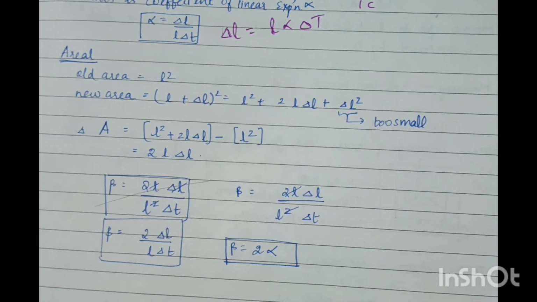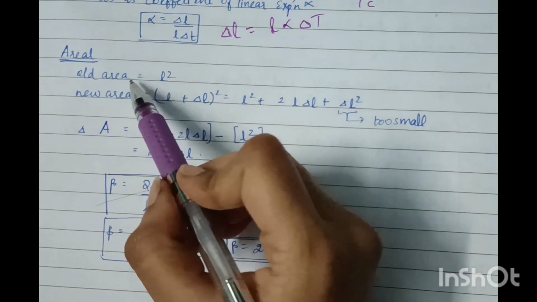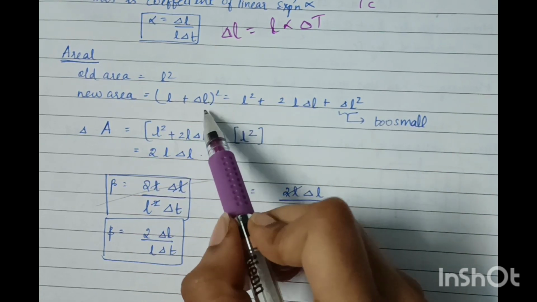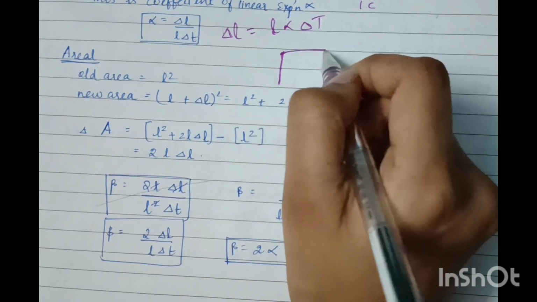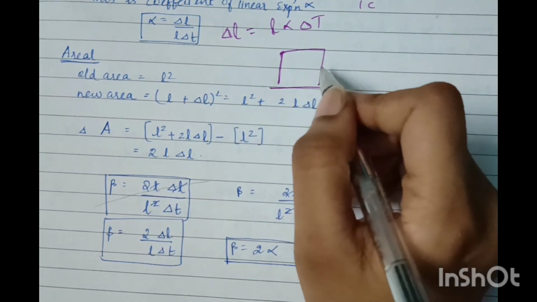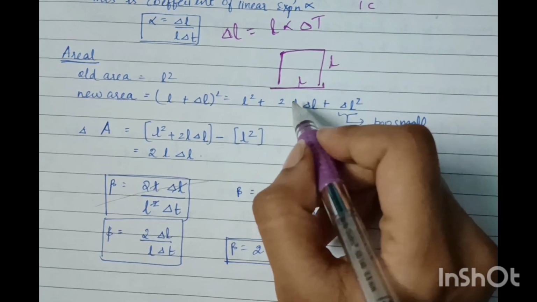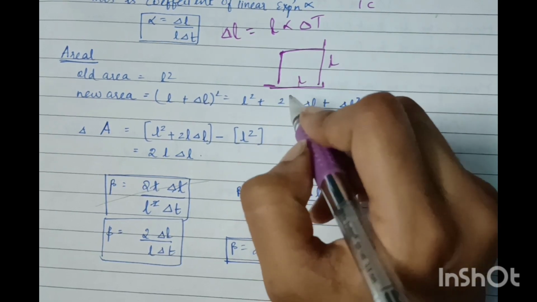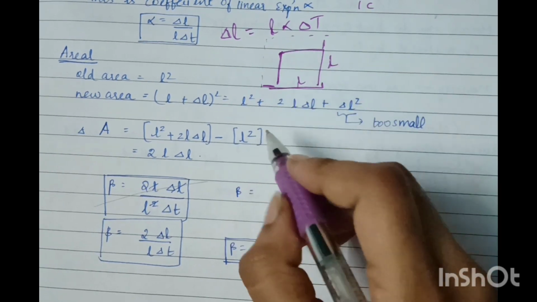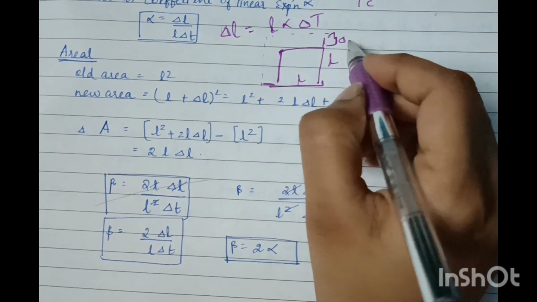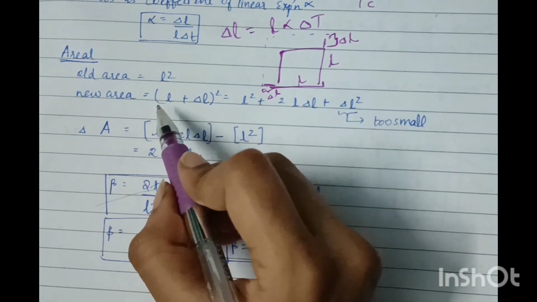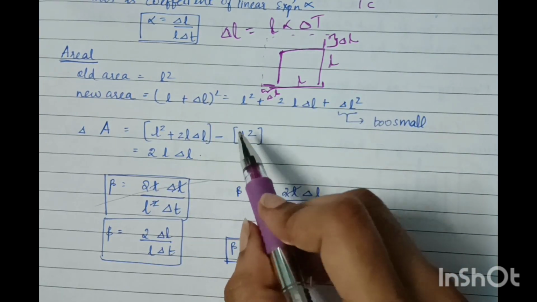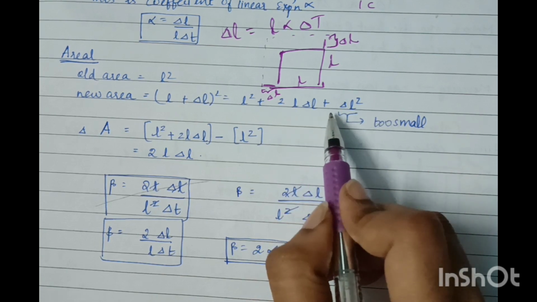Now let us see the areal expansion. If the initial area is L square, what will be the new area? It is L plus delta L whole square. Consider a square piece with sides L. On heating, both lengths increase, so it becomes a bigger square, with each side L plus delta L. So the new area is L plus delta L whole square, which gives L square plus 2L delta L plus delta L square.